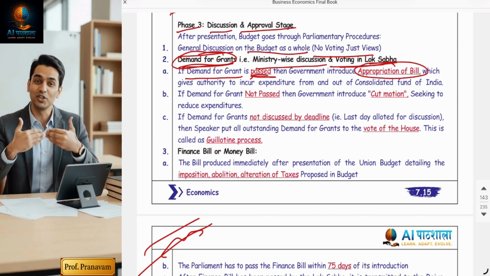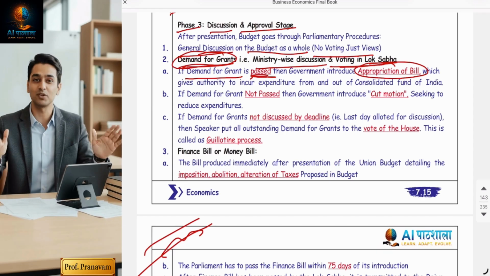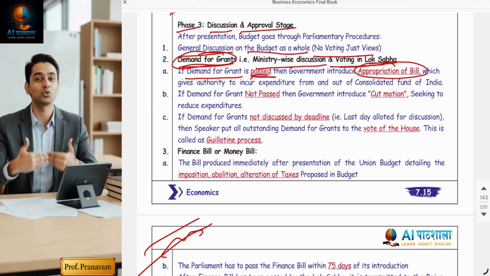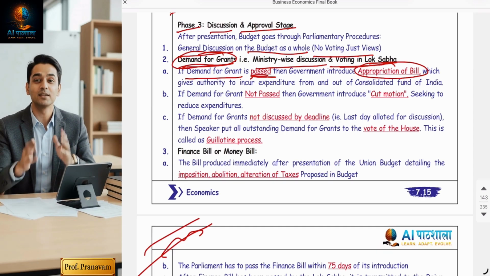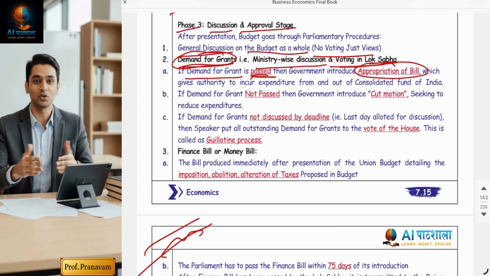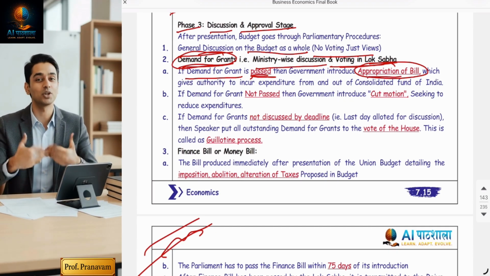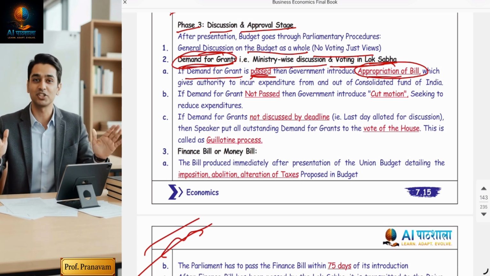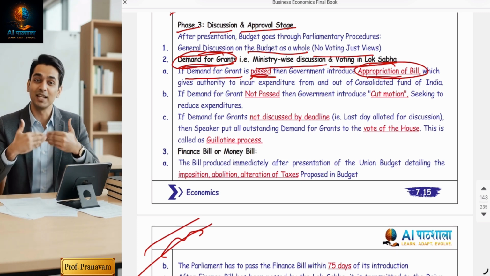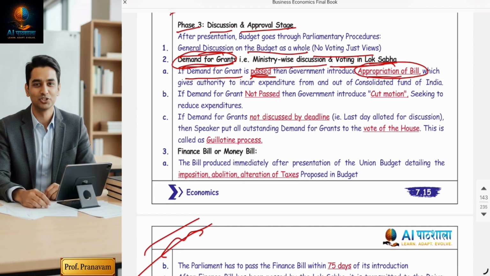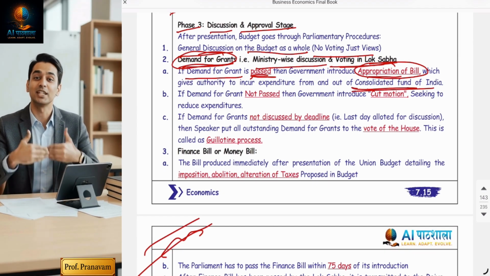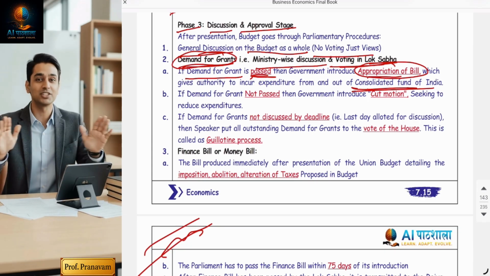So if the demand for grant is accepted, say the Maharashtra government says I need 1 lakh crore rupees to run Maharashtra, and the voting takes place, and that 1 lakh crore is reasonable, then the demand for grant will be passed. Once the demand for grant is passed in Parliament, they get a document of approval. It's called the appropriation bill. The appropriation bill is a document which gives the state government the power to withdraw money from the Consolidated Fund of India and give it to the state to run their own affairs.